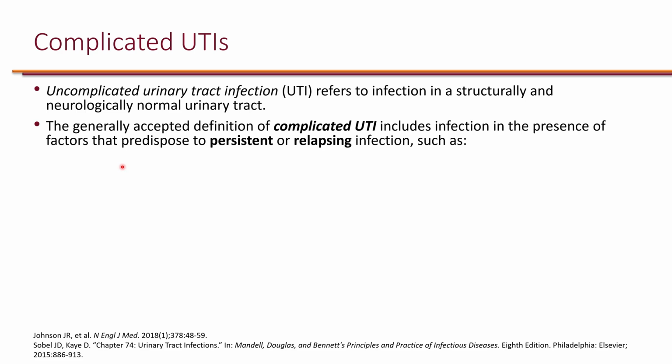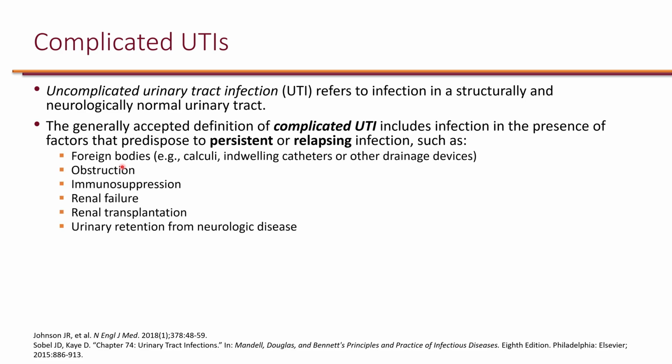The generally accepted definition of complicated UTI includes infections in the presence of factors that predispose to persistent or relapsing infections. And those include the presence of foreign bodies, such as calculi or indwelling catheter, obstruction in the urinary tract, the presence of immunosuppression, renal failure, renal transplantation, or urinary retention from neurologic disease. These factors are important because not only do they make the clearance of bacteria from the urinary tract more difficult, but they also increase the likelihood of relapse.